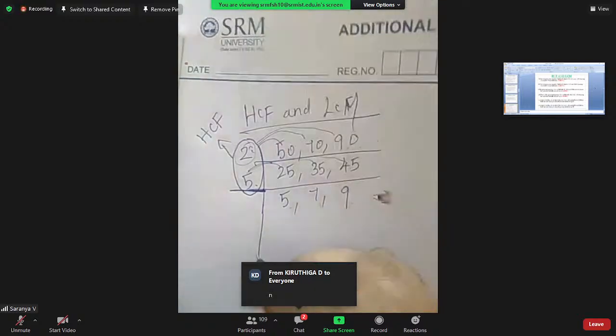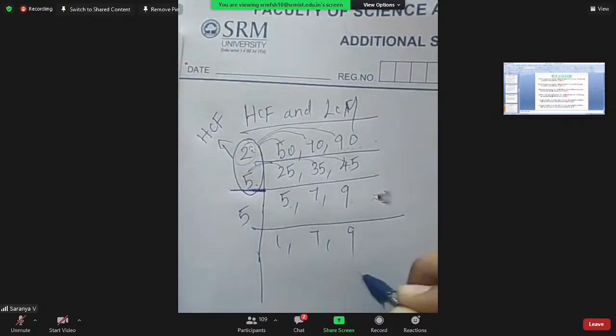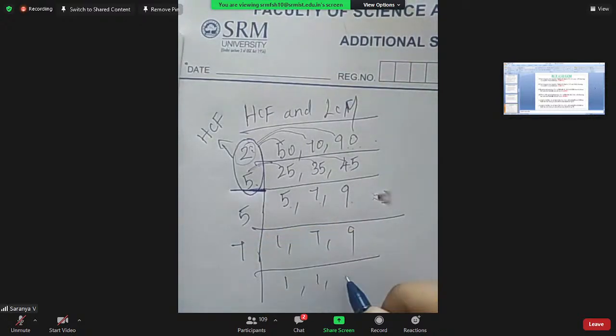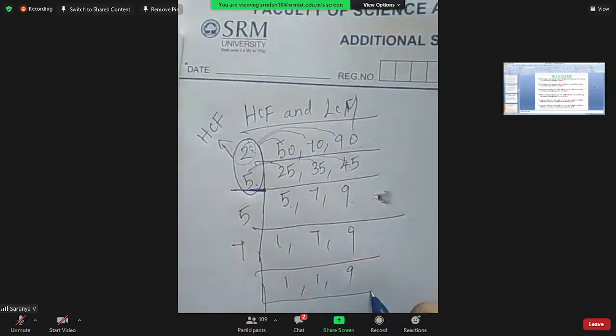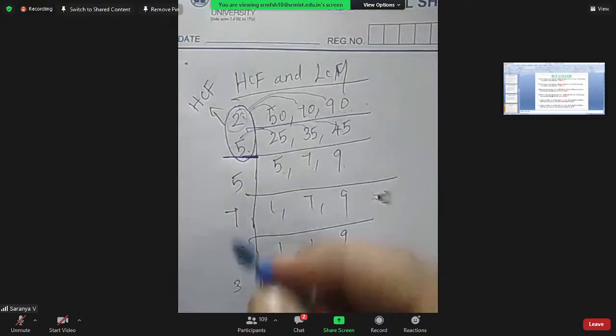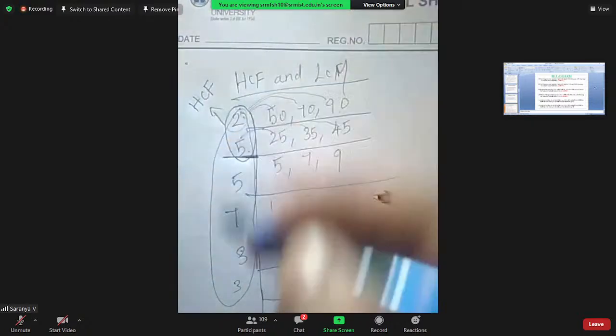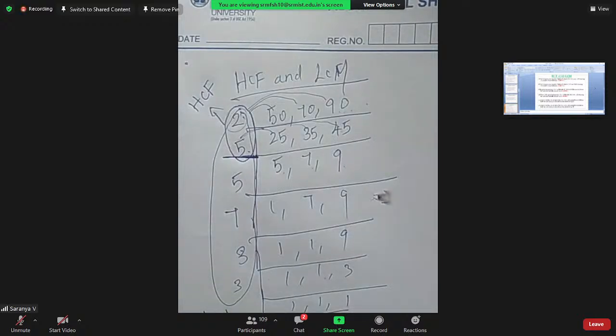So now complete up to 1: 5, 1, 7, 9. And when you write 7 here, 1, 1, 9, you can take only the prime numbers. So 3, 1, 3, and then 3, 1, 1, 1. So you have to finish up to 1 for the LCM. When you multiply all these numbers, that is called the LCM.